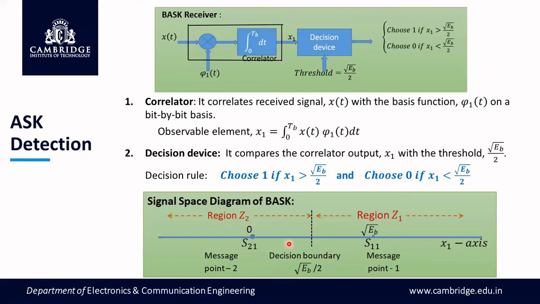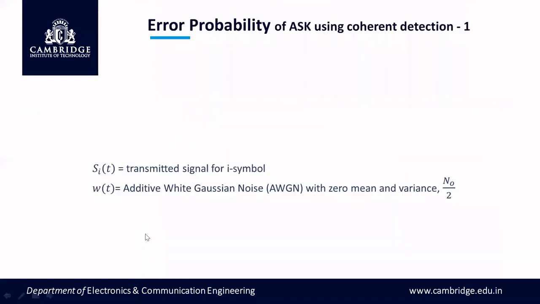Let it be shifted anywhere on the y-axis. This makes x1 also a Gaussian random variable, a Gaussian random process. But if it is less than root Eb by 2, then we still decide in favor of 0. If it goes to the right side, then we decide in favor of 1. Since this is Gaussian, the conditional probability density function is Gaussian, and we have the equation for the Gaussian distribution available in mathematics.